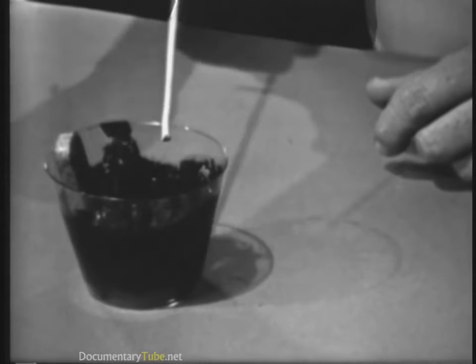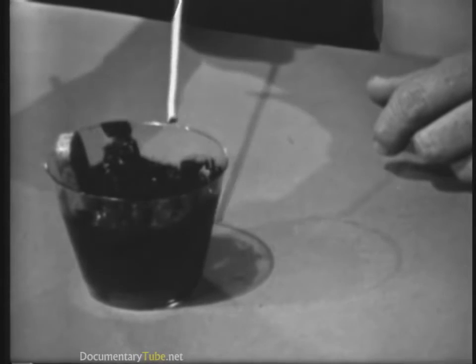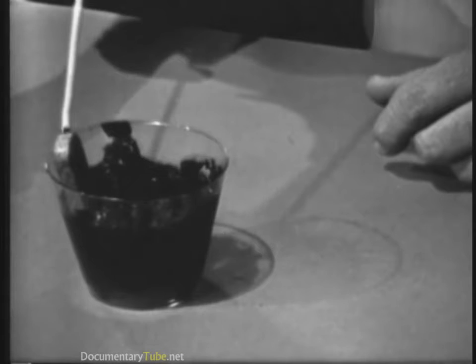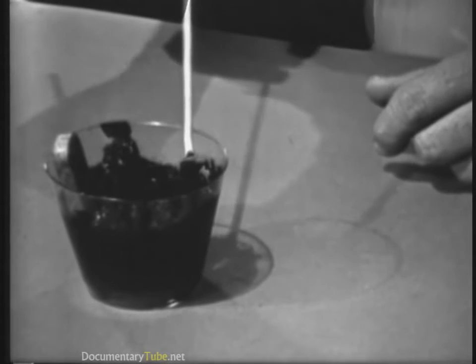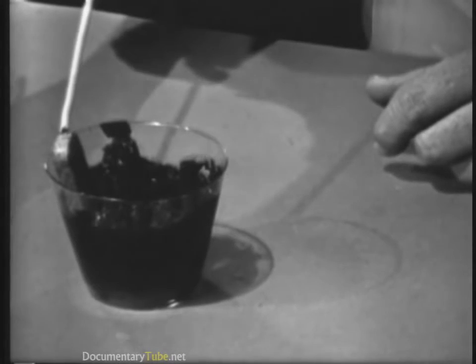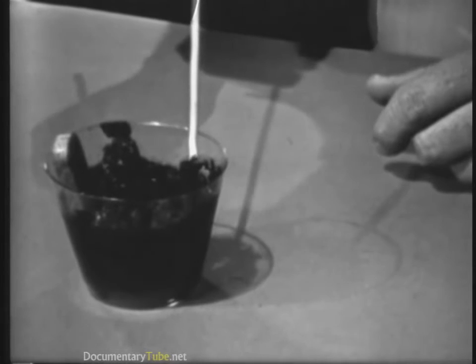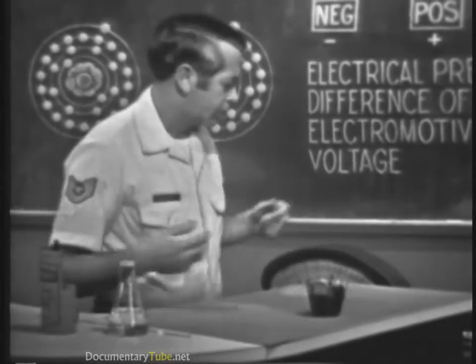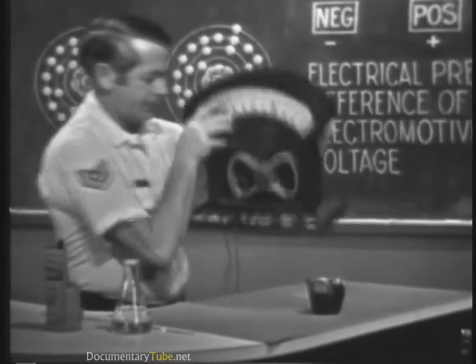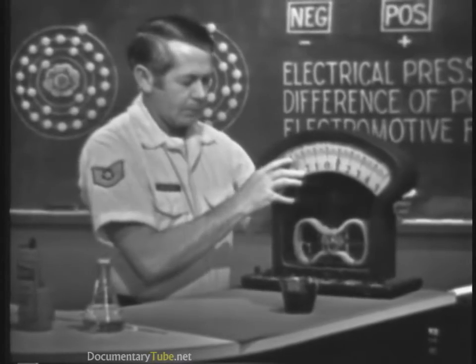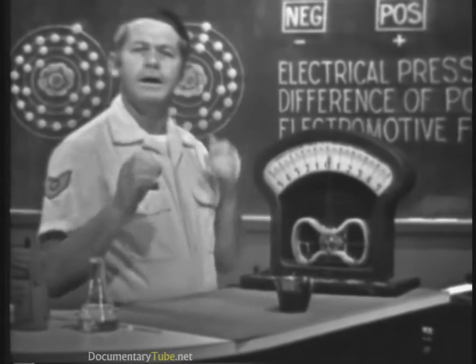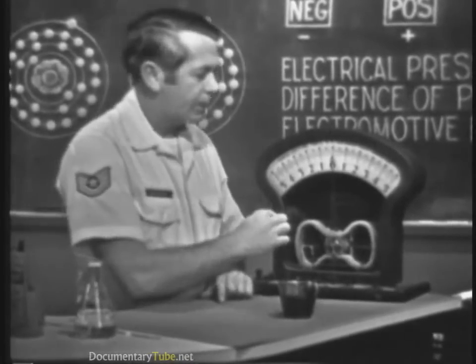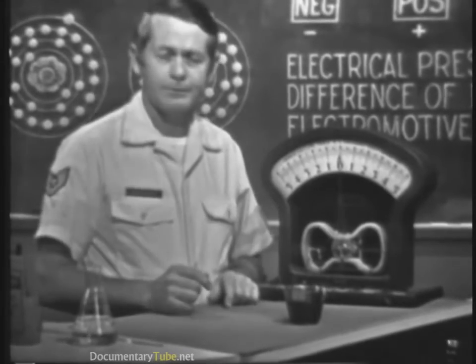The sal ammoniac will react with the two materials and cause the zinc to gain electrons, the carbon to lose electrons. The zinc then will become negative, the carbon positive. Now, an EMF or voltage will exist between the two. To check the results, I'm going to use this meter. If a voltage or EMF does exist, it'll force electrons through this meter, causing it to deflect.